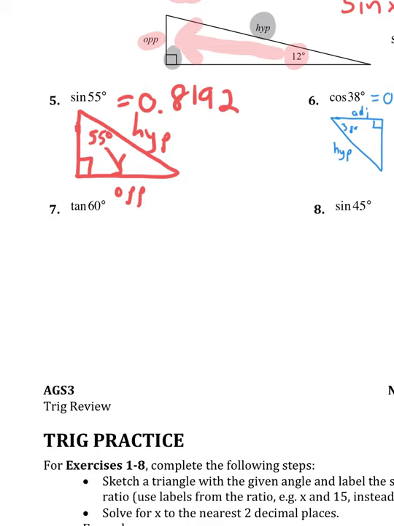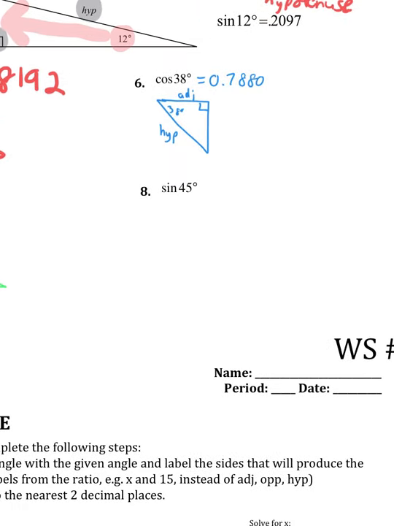All right, last couple problems here. Tangent of 60 degrees. I'll go ahead and draw one here. Oops, I don't need that whole side. All right, so we'll make this a 60-degree angle. Tangent is going to be opposite over adjacent. We don't need the hypotenuse for this one. And that comes out to 1.7321, 4 decimal places.